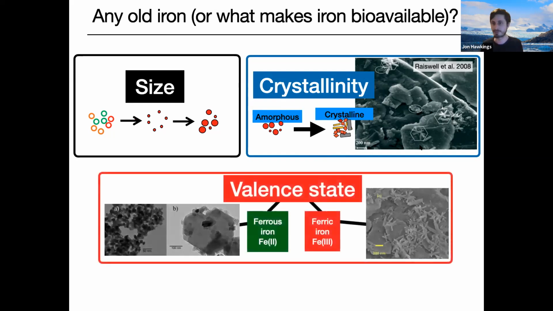And the third one, and receiving increasing amounts of attention, I think, is valence state. And iron is predominantly found in two valence states at the Earth's surface: iron 2, or iron 2 plus, ferrous iron, and iron 3 plus, ferric iron, with ferrous iron thought to be more bioavailable than ferric iron.